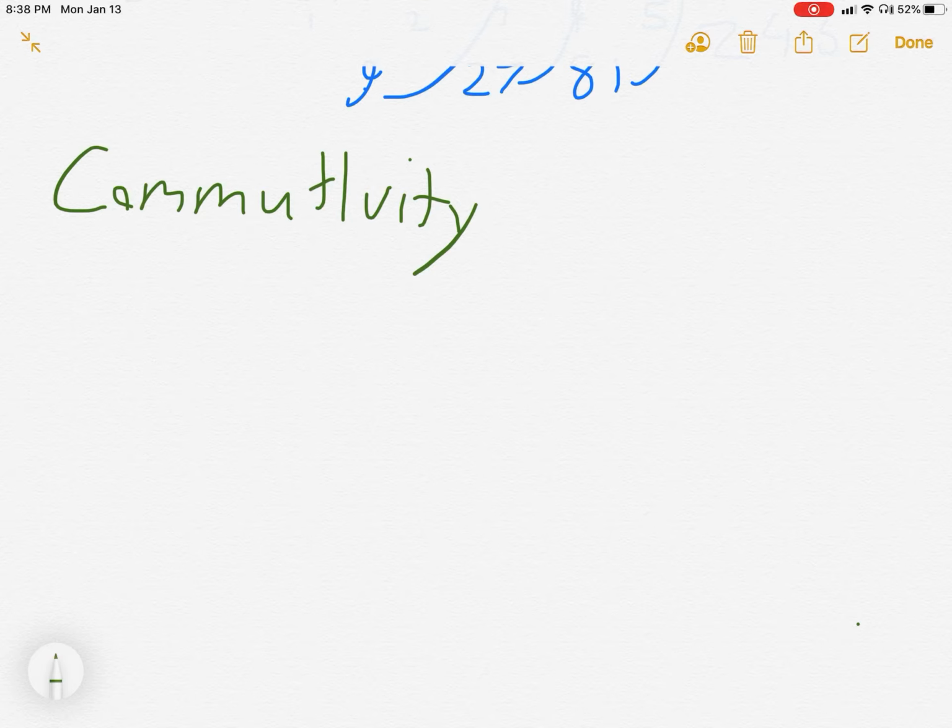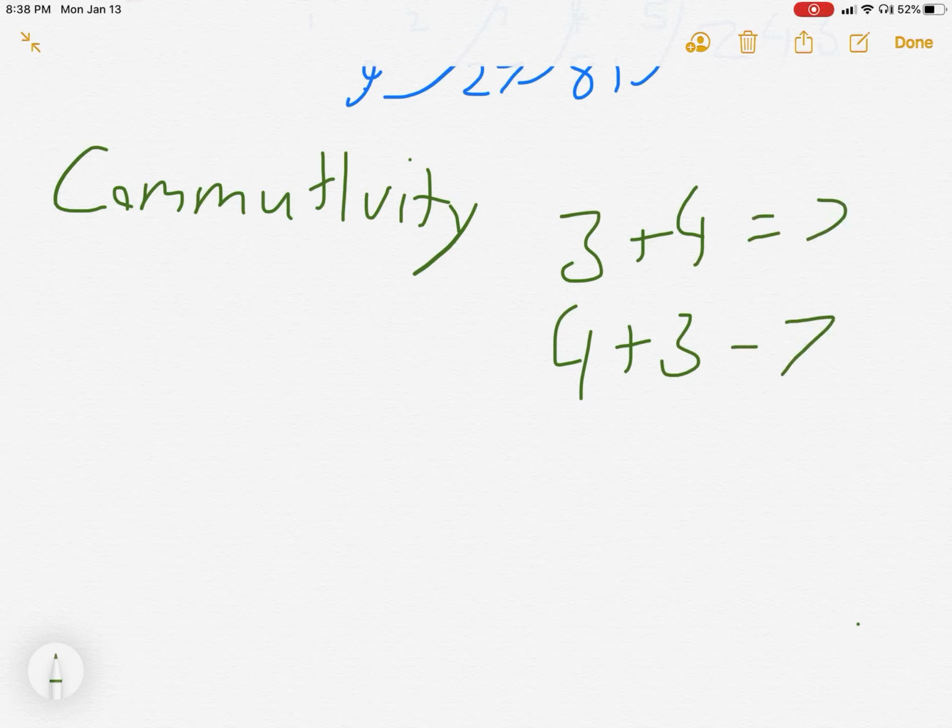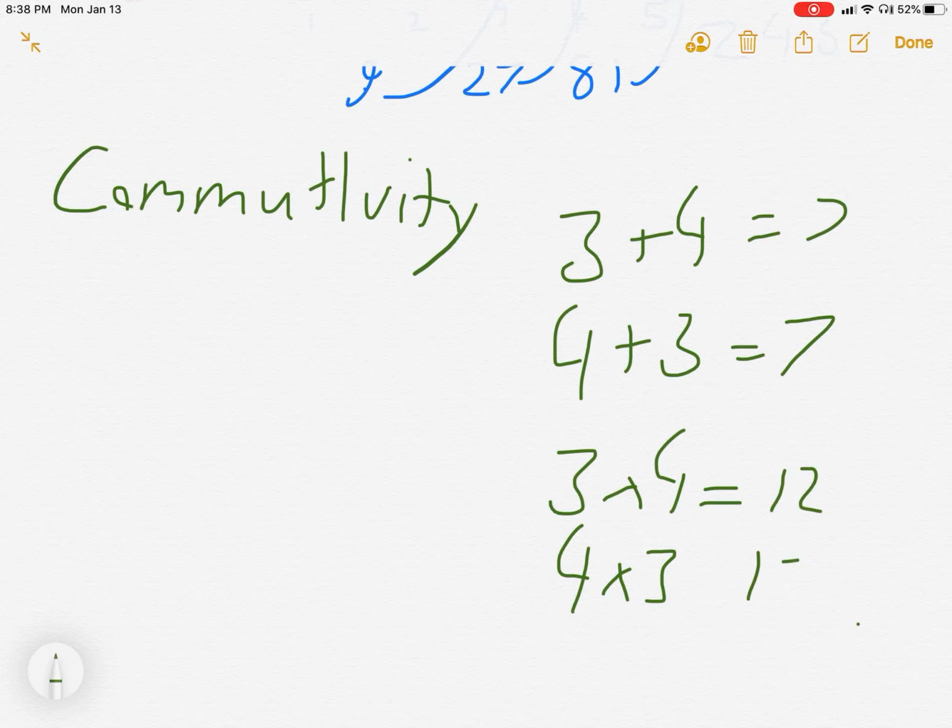For example, 3 plus 4 is the same thing as 4 plus 3. Both of them give you 7. 3 times 4 and 4 times 3 are also the same. They both give you 12. Commutativity is an important part of certain operations in math, like addition and multiplication. But there are also operations in math that it doesn't work for.